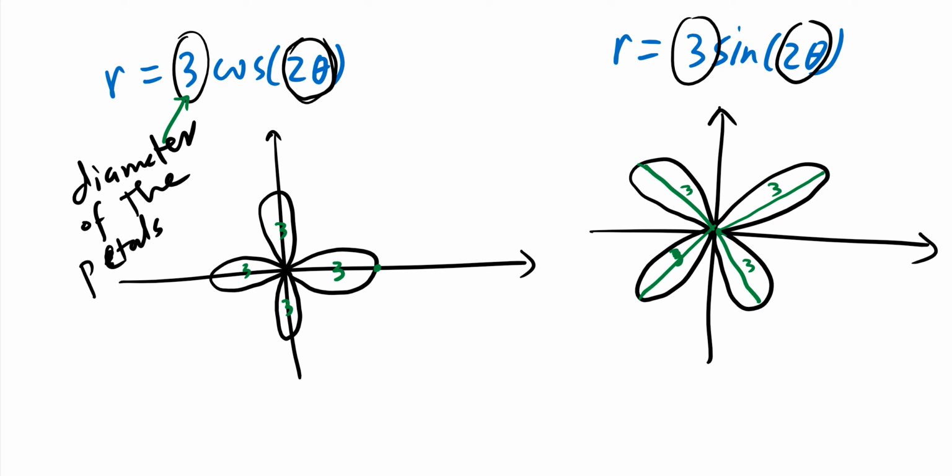Again, Desmos is very important to go back and check your answers. You can play around with these numbers and change them, see what happens. If you change, let's say, 2 to 4, you end up with 8 petals, like double, always double the number inside with the theta. If it's 2 theta, you get 4. If 4 theta, you get 8. If it's 6, you get 12, and so on and so forth.